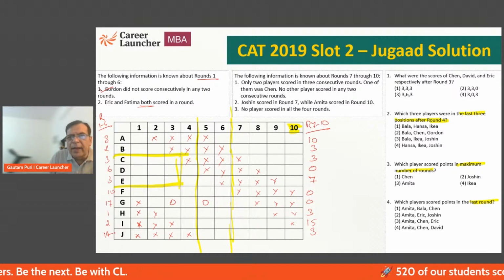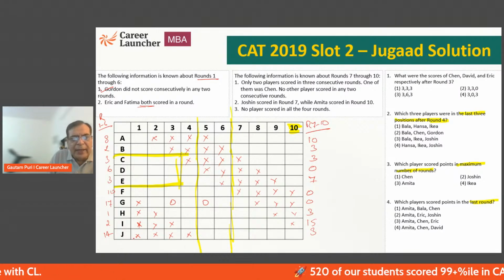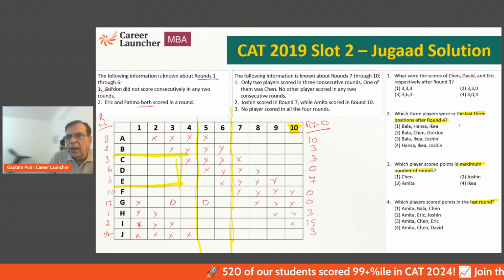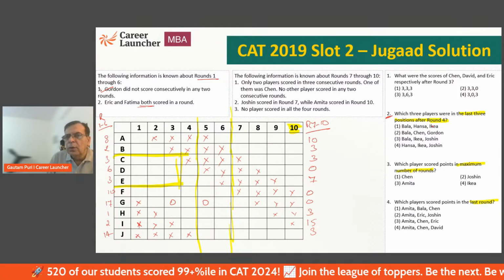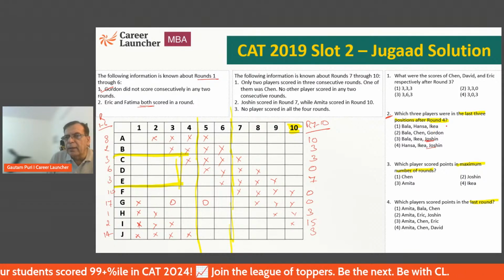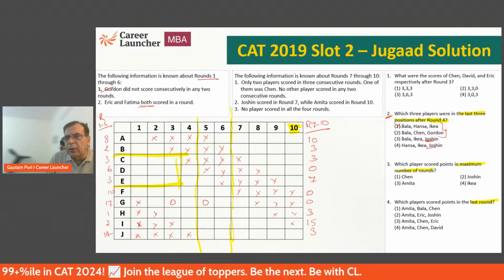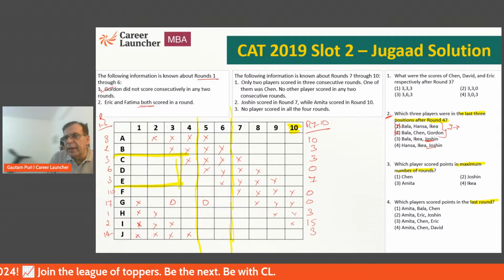Now, when we start looking at the question, the first thing is at the end of round 4, J was 0. That means for question number 2, J has to be a part of my answer. That means choice 1 and 2 are wrong because J is missing.